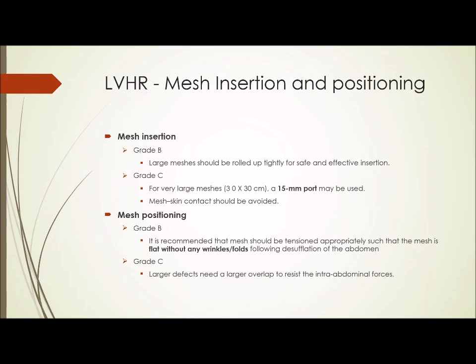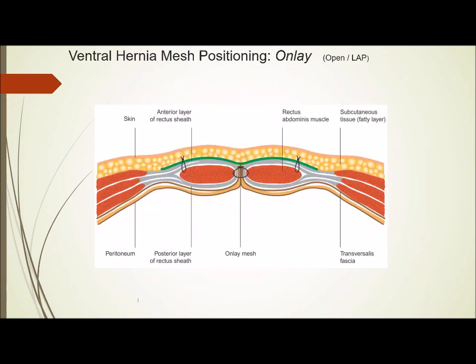We'll stick to that for the present, until we start believing that 16:1 ratio at a later point in time, right? And as I said earlier, for larger defects the overlap should be more than 5 centimeters, not only that. So this is how you position the mesh.